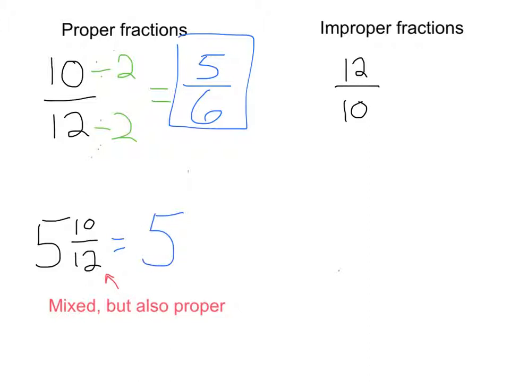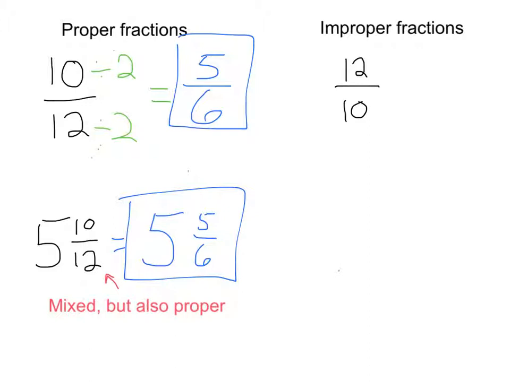So the 5 is going to stay in front. We saw from our previous example that 10/12, since I can divide them both by 2, reduced to 5/6. So in this mixed fraction down here, my answer is going to be 5 and 5/6 instead. That whole number just stays the same. If it was 6 and 10/12, it would reduce to 6 and 5/6. That whole number just doesn't change.